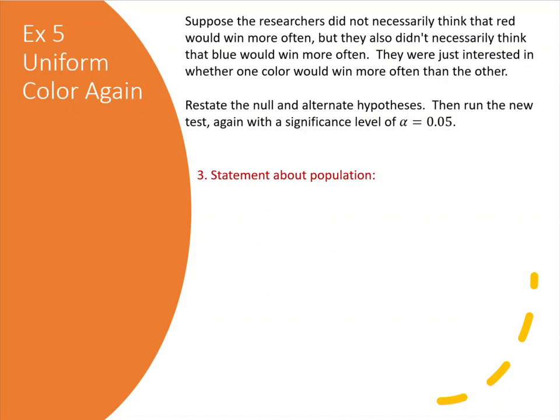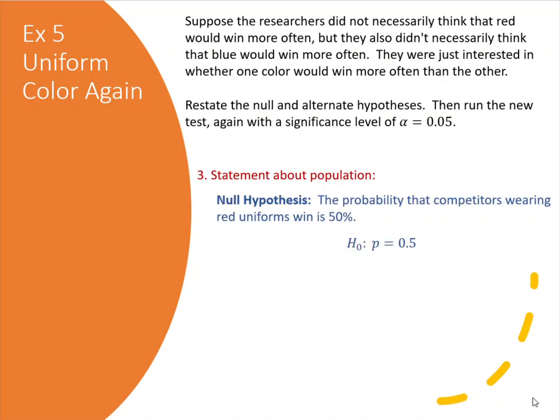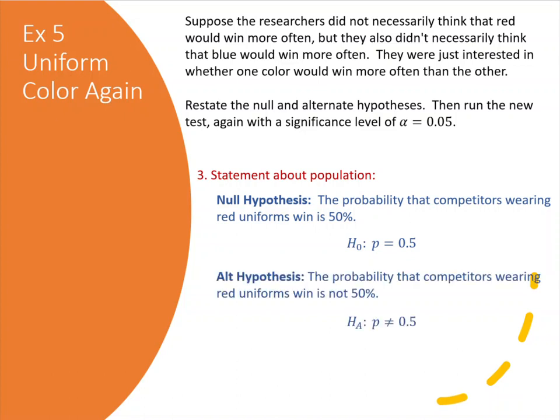So let's restate our null and our alternative in terms of this different question. We would say that the probability that competitors wearing red uniforms win is 50%. So our null hypothesis is not changing, right? We are still assuming it's a 50-50 chance that you're going to win wearing red. However, the alternative does change: the probability that competitors wearing red win is not 50%, which changes the inequality symbol we see here in our alternative.